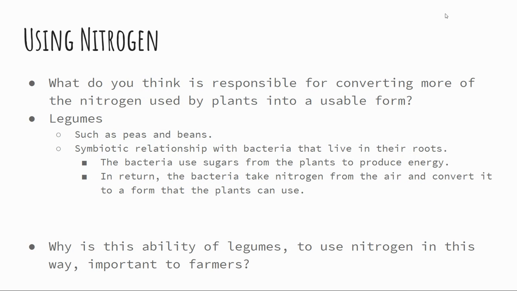So I kind of got ahead of myself before I got to this slide. That's fine. Legumes such as peas and beans have a symbiotic relationship with bacteria that live in their roots. The bacteria use sugar from plants to produce high energy, and in return, the bacteria is going to take nitrogen from the air and convert it into a form that the plants can use, or in other words, convert it into organic nitrogen. Organic meaning that living things can use it. Inorganic means living things cannot use it.